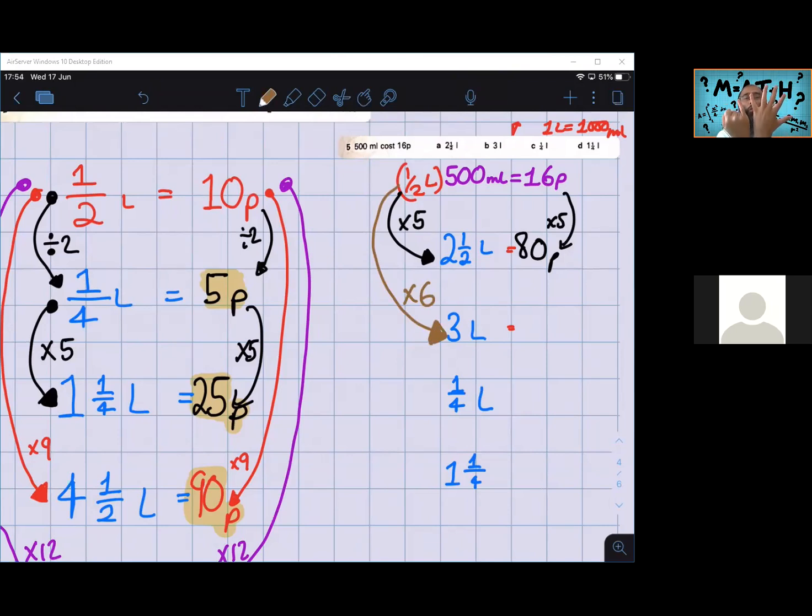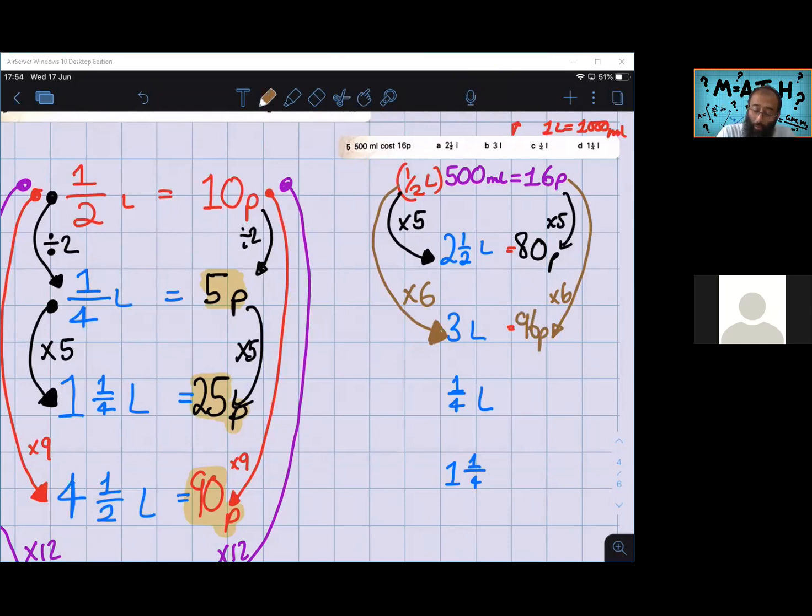Okay, so 1.5 goes into 3 six times. So the multiplier is 6. There we go. So what is 16 times by 6? 96. Beautiful. Okay, next question.